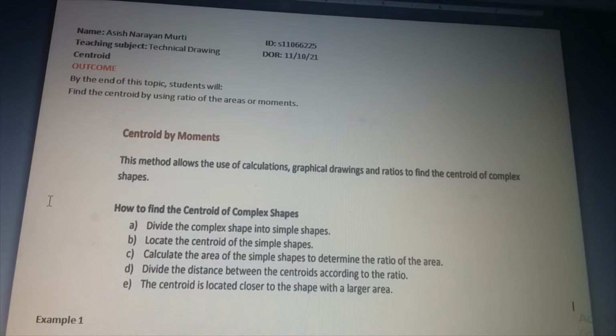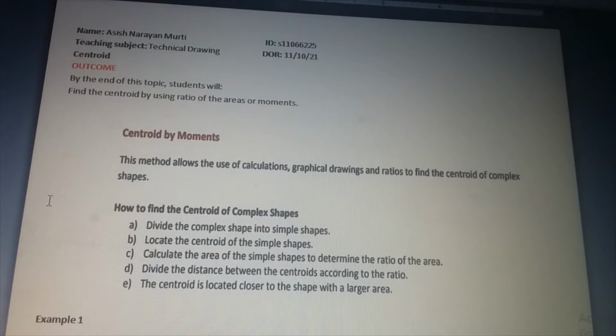The topic that I am going to discuss today is on centroid. In our previous class on the same topic, we had defined centroid, calculated the area of the quadrilaterals, and also drawn the combined geometrical shape. Today's learning outcome: by the end of this lesson you will be able to find the centroid using ratio of areas or moment.